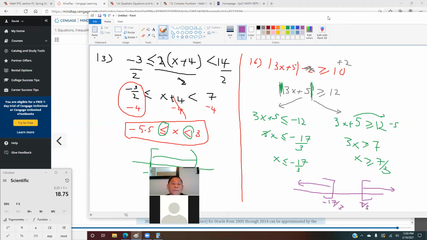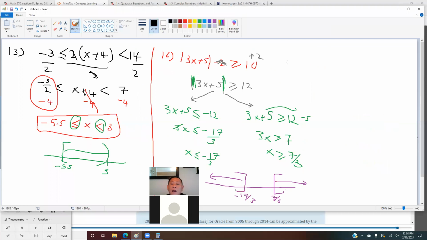You okay there? Yep. So this is what happens when you have greater than. What happens if you have less than or equal to, or just less than 12?